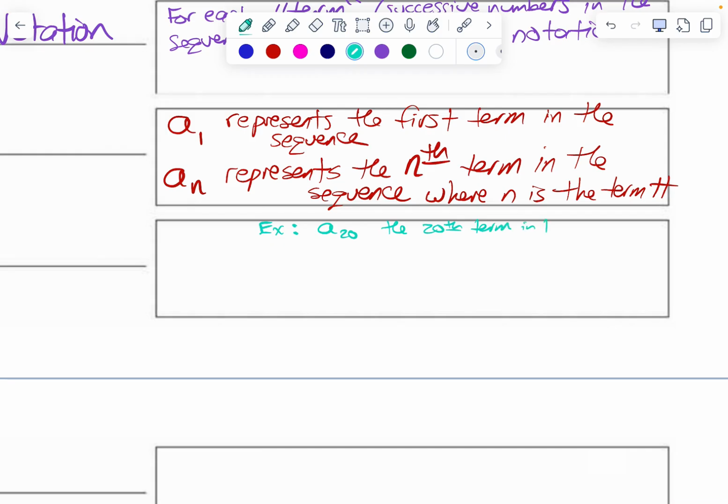Can we write this again? Yeah, I would, in the sequence. Okay? So maybe we're talking, like in the fabric example, a sub 20 would represent how many shaded squares are in the 20th row. So way down there, right? I think ours only went to the 5th row, so this would be 15 more rows down. How many shaded squares would there be? Okay, that's what the sub tells us.